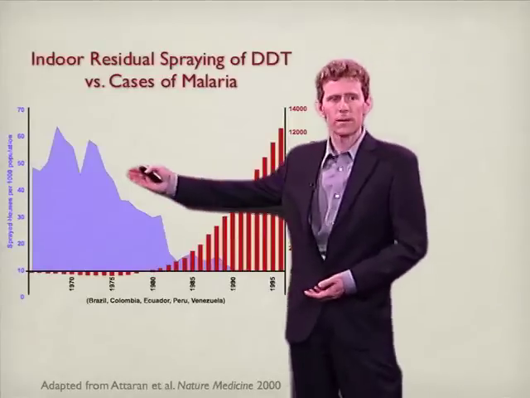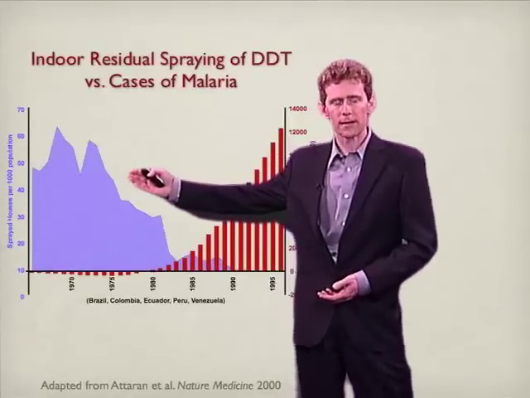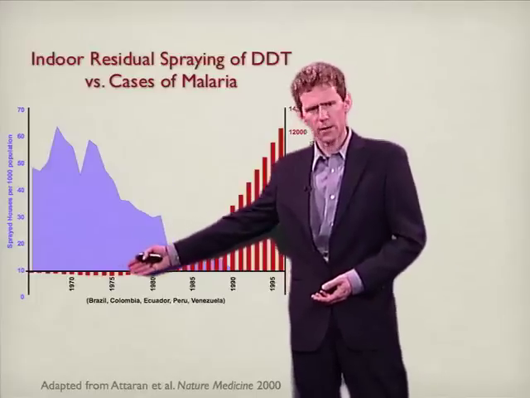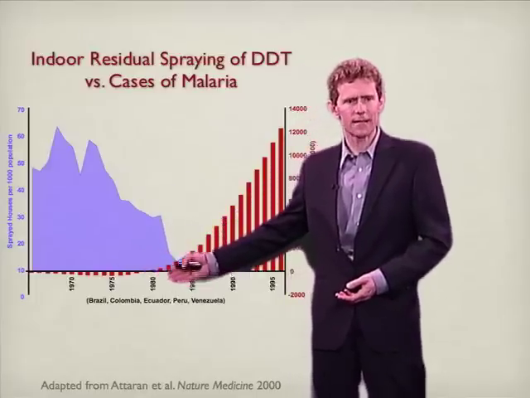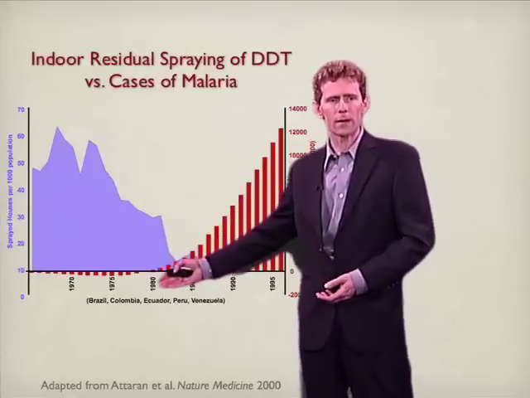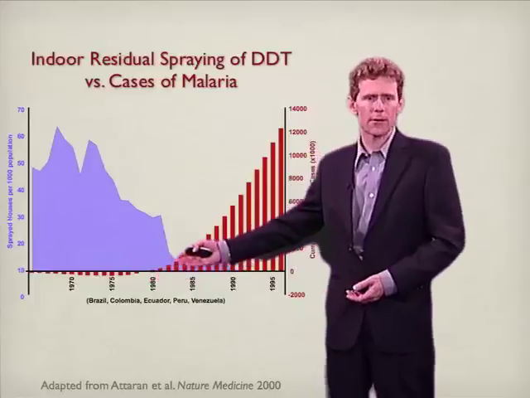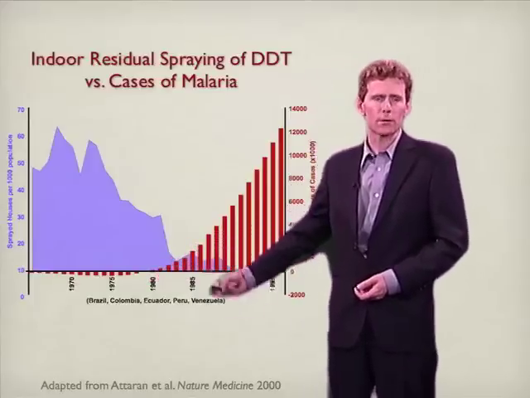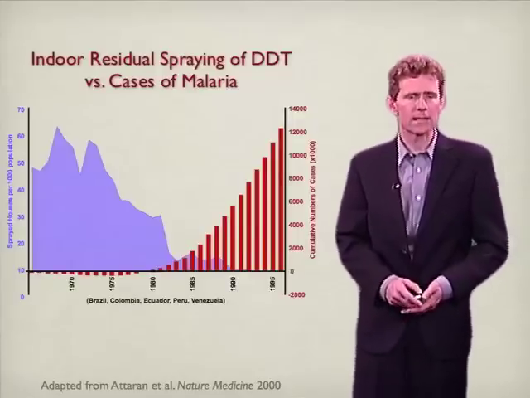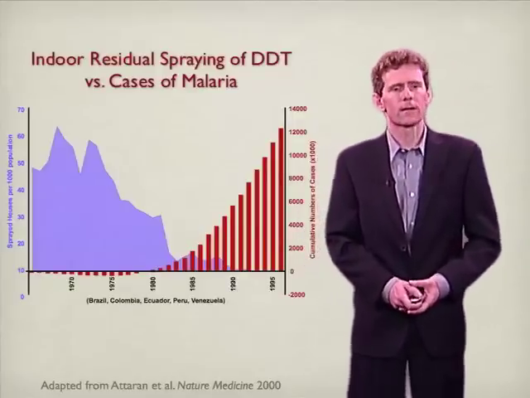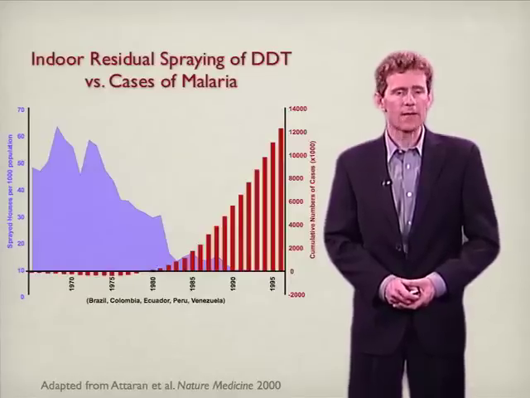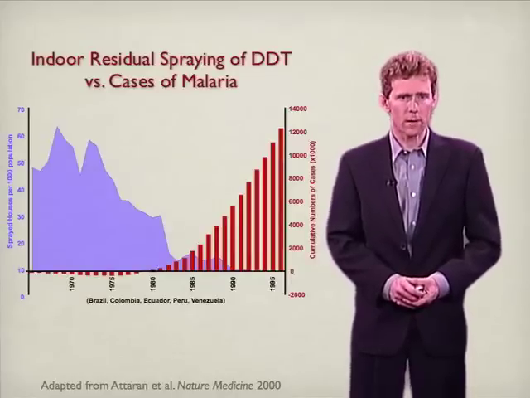So in blue are indoor residual house sprayings in South America. As you can see, as a function of time going into the 1970s here, the number of dwellings sprayed decreases. And the red bar shows the relative number of malaria cases per year. And so what you see is a very clear anti-correlation between the use of DDT and the increased prevalence of the malaria parasite in South America. And this holds true for other parts of the world as well.